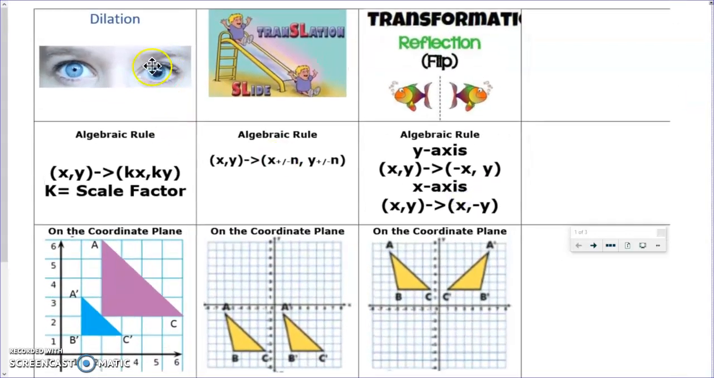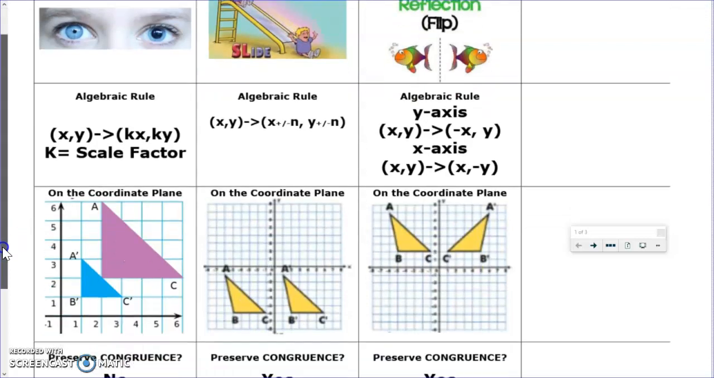So with dilations, remember that's when you have shapes that become bigger or smaller, enlarged or reduced. And your algebraic rule for that is (x, y) transforms to (kx, ky). And remember, k is your scale factor. Whatever you multiply your x value by, you must multiply your y value by.